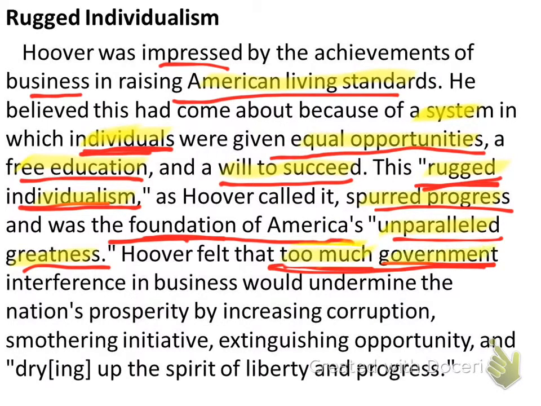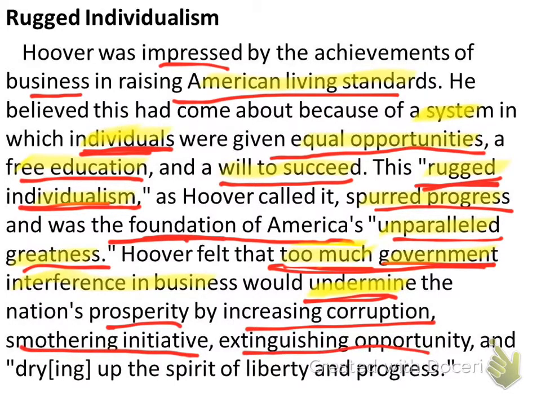Too much government interference in business would undermine the nation's prosperity by increasing corruption. Now again, keep in mind, President Harding, a good guy, but chose his friends poorly. His administration was racked by corruption. And so Hoover felt that too much government interference in business would undermine the nation's prosperity and increase corruption, smother initiative, extinguish opportunity, and dry up the spirit of liberty and progress.